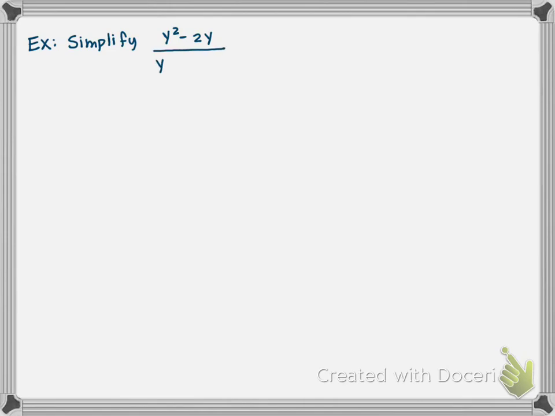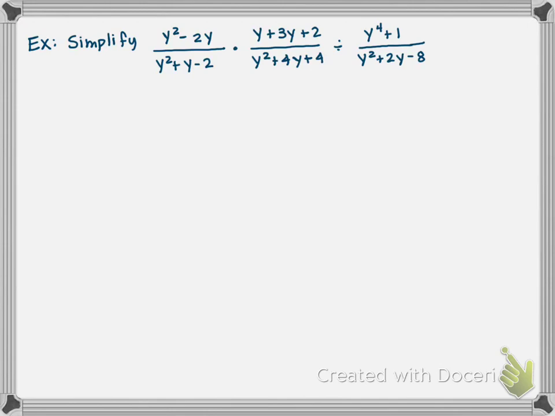So we have y squared minus 2y over y squared plus y minus 2, times y squared plus 3y plus 2 over y squared plus 4y plus 4, divided by y to the 4th plus 1 over y squared plus 2y minus 8. And they are somewhat time consuming, I'm not going to lie. It takes a bit to factor all of these.